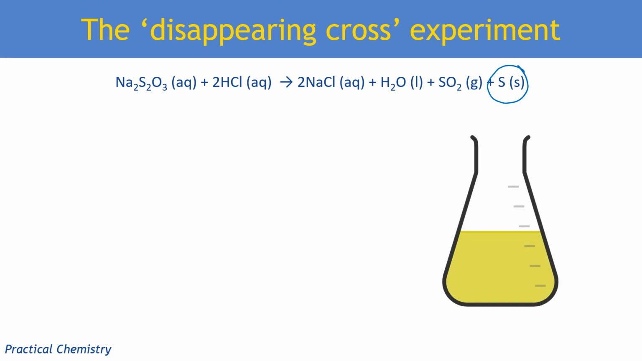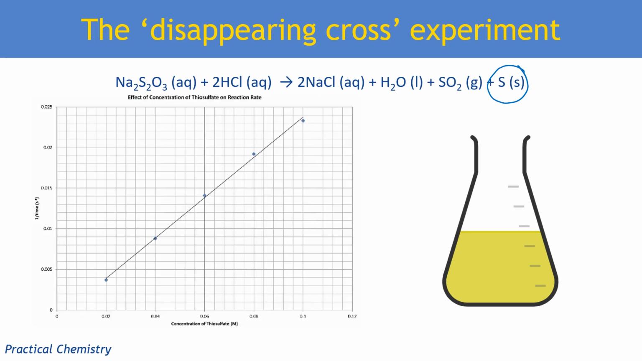Now, in theory, if we keep all our variables like the volume of reaction mixture and the shape of the container the same, then it should take the same amount of sulfur made every single time for the cross to disappear. So this is like the gas experiment where we were measuring the time taken for a particular volume of gas to be made. This time we're measuring the time for a fixed amount of sulfur to be made. And therefore we can change variables such as concentration of thiosulfate and see how they affect rate. And we can plot a graph.